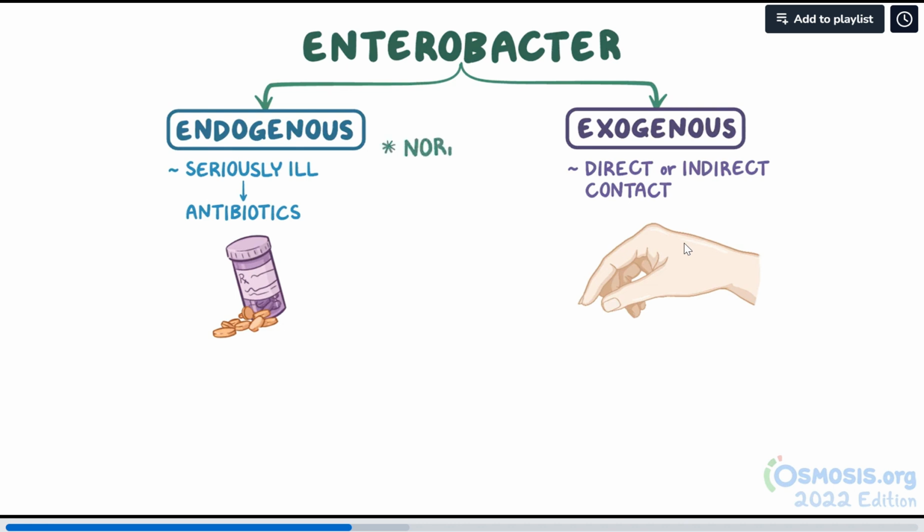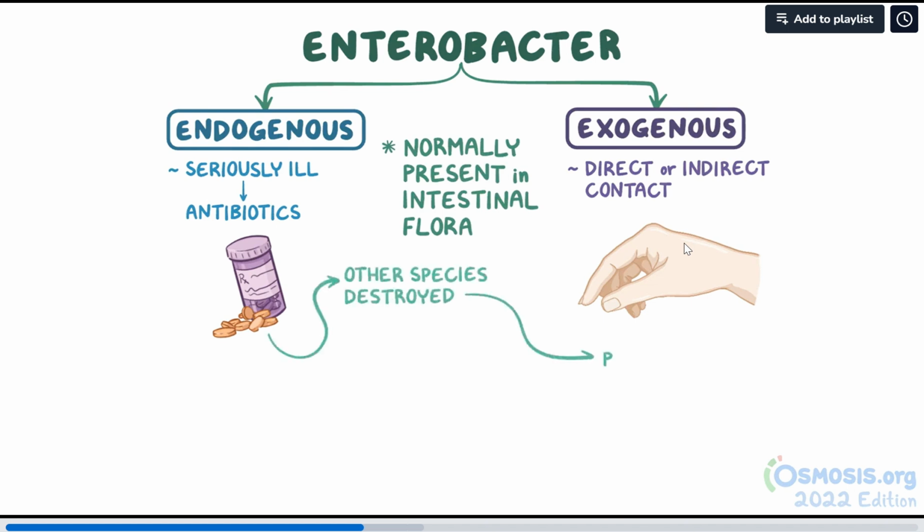Now, Enterobacter can normally be present in the intestinal flora, so in people who take a lot of antibiotics, other species are destroyed, allowing proliferation of Enterobacter.